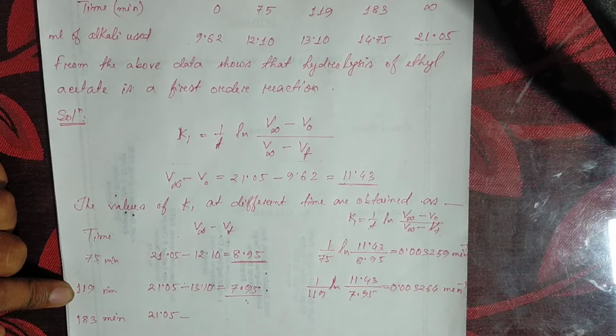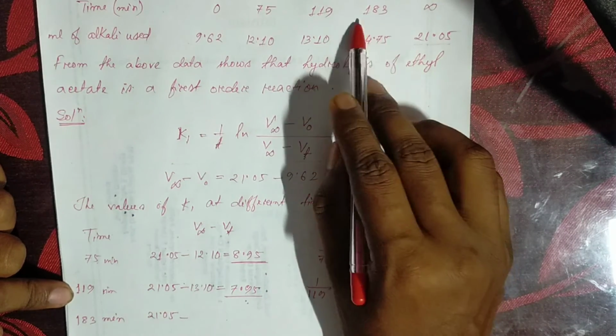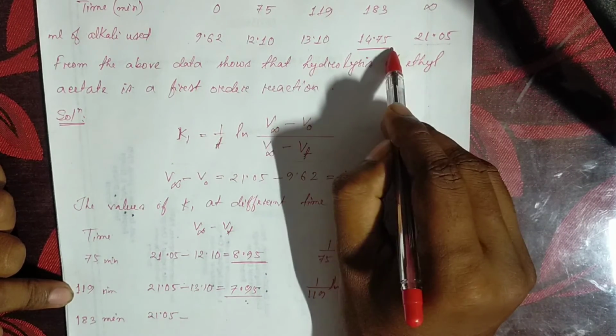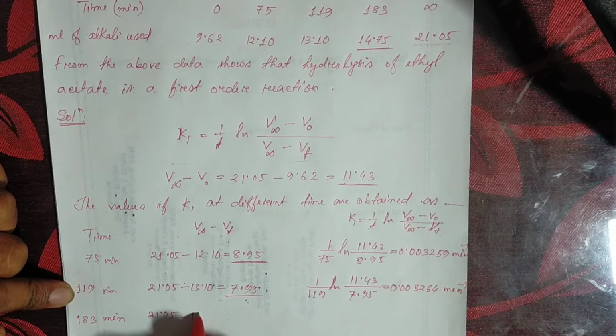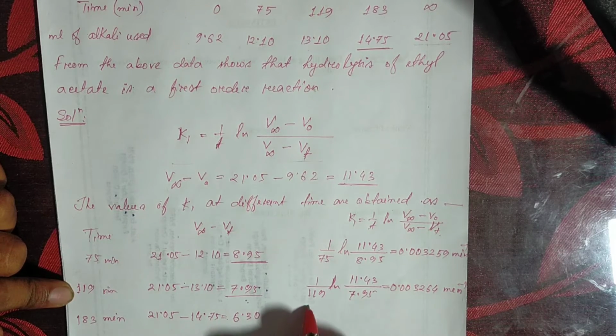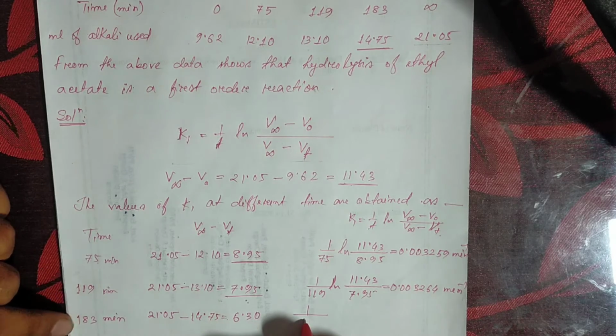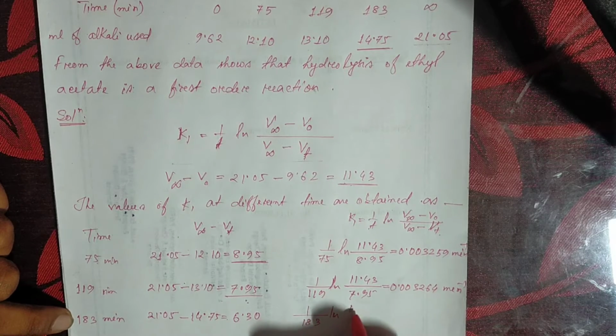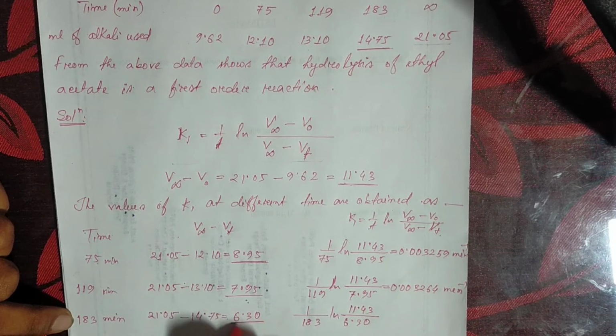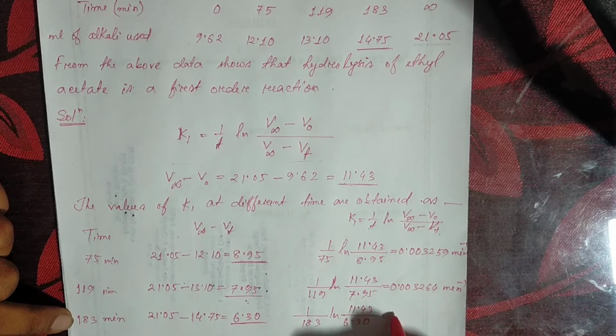Next we will calculate for 183 minutes. It will be 21.05 minus the volume for 183, which is 14.75, and it gives 6.30. So it will be 1 by 183 ln 11.43 by 6.30, and it will give 0.003254 minute inverse.